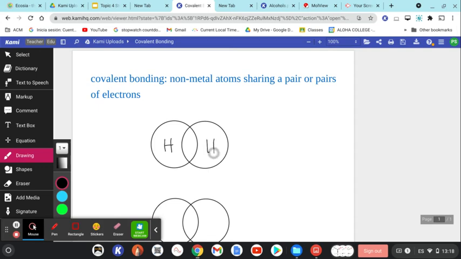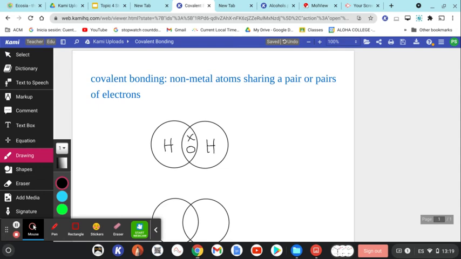Now, each hydrogen atom has one electron in its first shell, which is also its outer shell. We should know from the previous video that atoms are energetically stable when they have a full outer shell. If we're looking at the first shell only, that needs two electrons. So the easiest way for hydrogen to be energetically stable is for it to bond with something else. If it bonds with another hydrogen, each hydrogen atom is sharing that pair in the middle, two electrons.